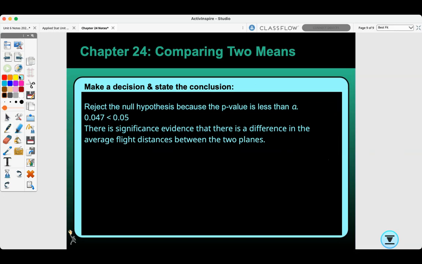So make a decision and state the conclusion. Reject the null hypothesis because the p-value is less than alpha. 0.048 is less than 0.05. There is significant evidence that there is a difference in the average flight distances between the two planes.